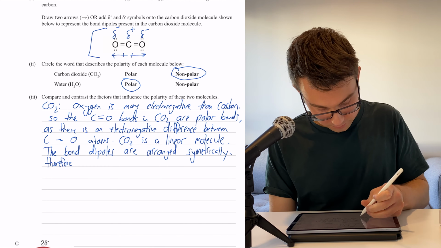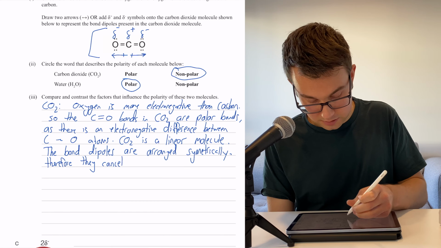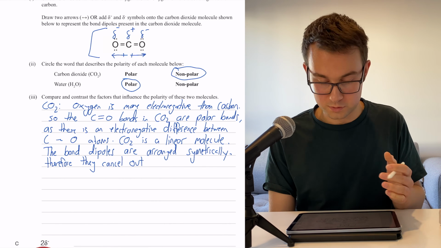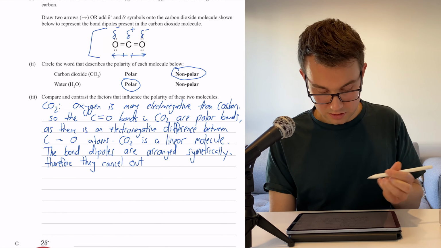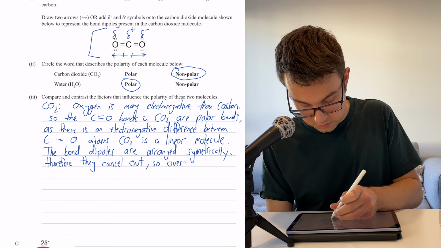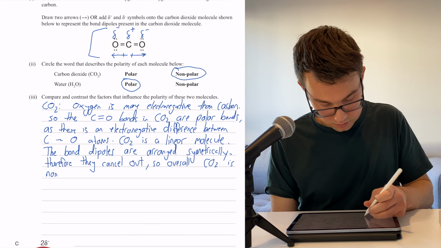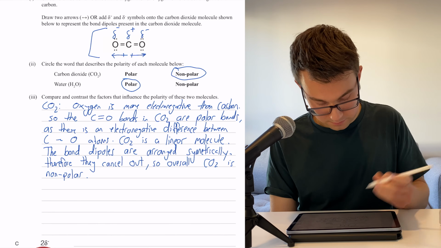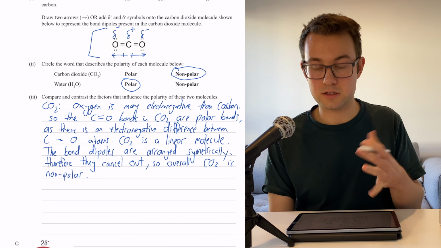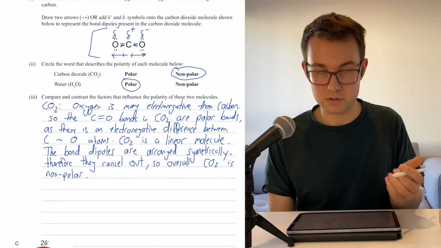Therefore, they cancel out. Yes, one pulls left, one pulls right, the same amount, so it cancels out. Therefore, they cancel out. So overall, CO2 is non-polar. I like it. So there's no overall molecular dipole because the individual bond dipoles are cancelled out because of the symmetry.